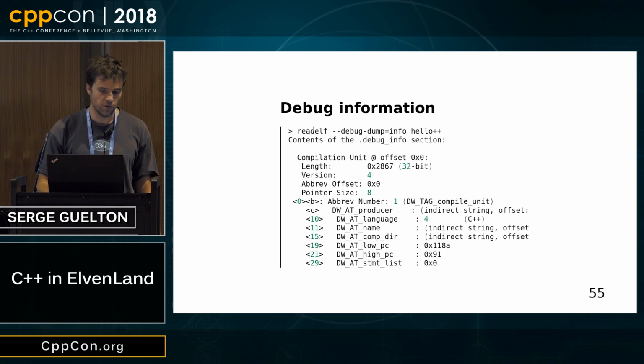If I use readelf to dump the section, I have this specific flag, debug-dump, and then it will decode the DWARF format for me, and I have this representation of the debug information. I'm not an expert at all in debug information, so I can't tell you more, but it's another section with its own format, and if you know how to decode that, you can take advantage of this information. GDB does. I don't.